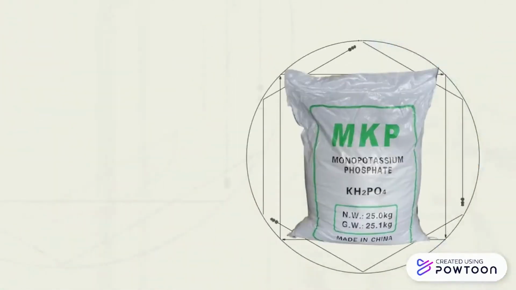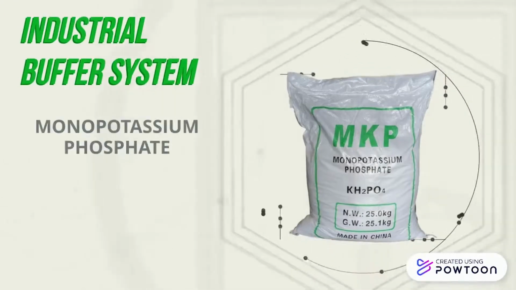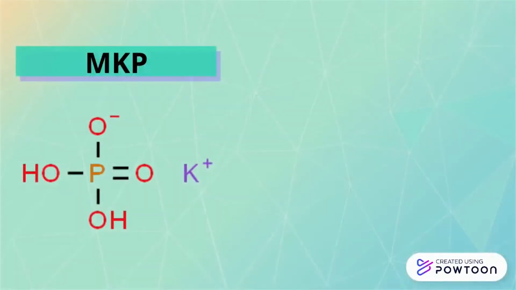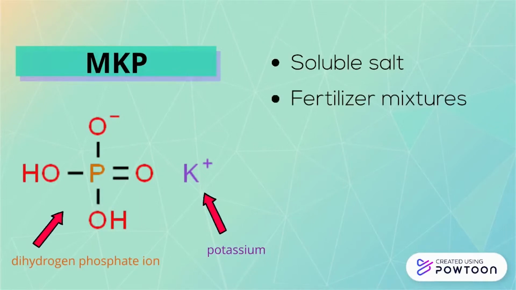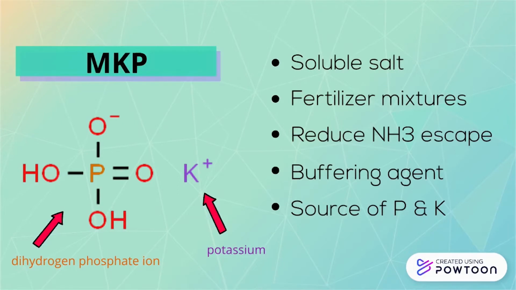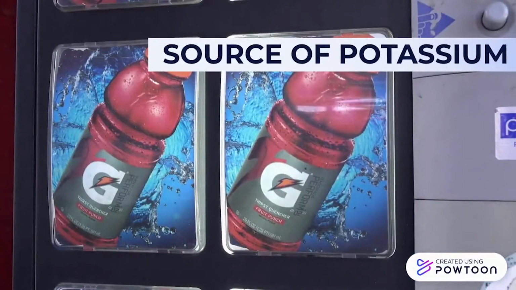Our tutorial today will mostly revolve around one example of an industrial buffer system known as monopotassium phosphate, or MKP. MKP is a soluble salt of potassium and the dihydrogen phosphate ion, which is used in fertilizer mixtures with urea and ammonium phosphates to reduce the escape of ammonia by maintaining a low pH. In this sense, it acts as a buffering agent and also has the added benefit of being a source of phosphorus and potassium.